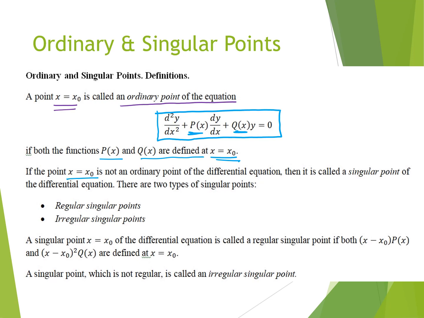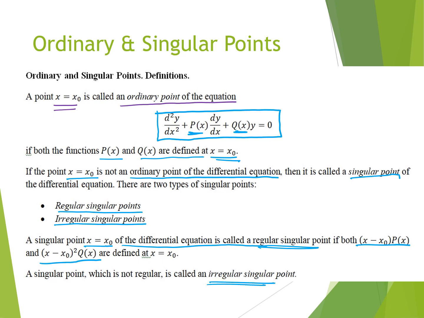If the point x0 is not an ordinary point of the differential equation, then it is called a singular point of the differential equation. There are two types of singular point: regular singular point and irregular singular point. If for a singular point x equals x0 of the differential equation, (x minus x0) p(x) and (x minus x0) square q(x) are defined, then it is called a regular singular point. Otherwise it is called an irregular singular point.